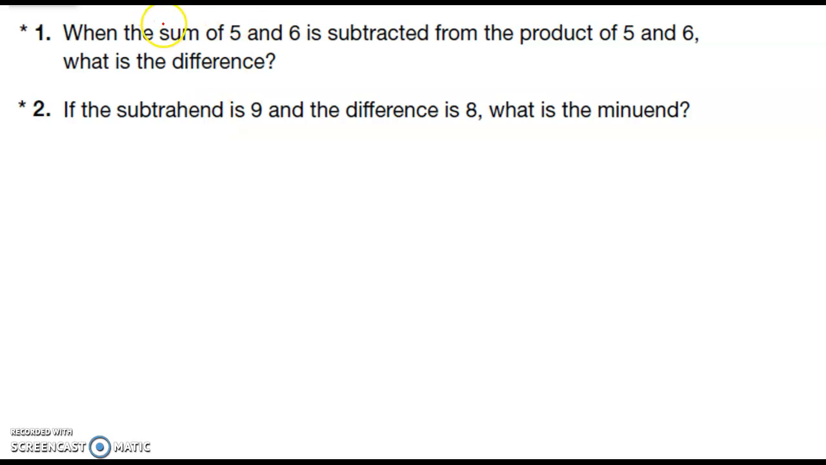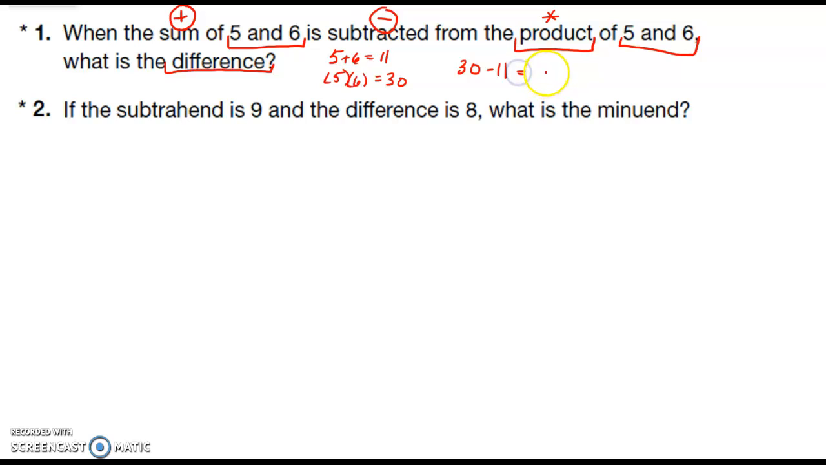Okay, so when the sum, that's an addition, answer to an addition problem of 5 and 6, is subtracted from the product, which is the answer to a multiplication problem of 5 and 6, what is the difference, which is the answer to a subtraction problem? So let's see, the sum of 5 and 6 is 11. The product of 5 and 6 is 30. And it says when the sum is subtracted from the product, we get, let's see, I think we get 18, is that right? No. Oh, sorry, trying to do math in my head doesn't work. 19.